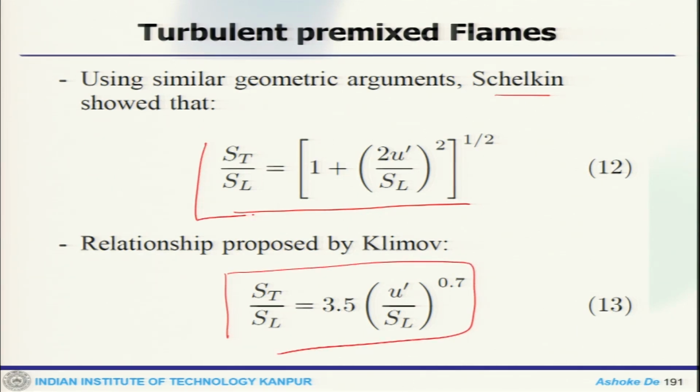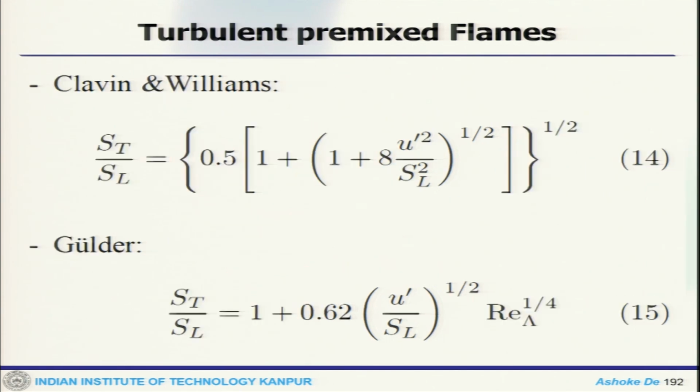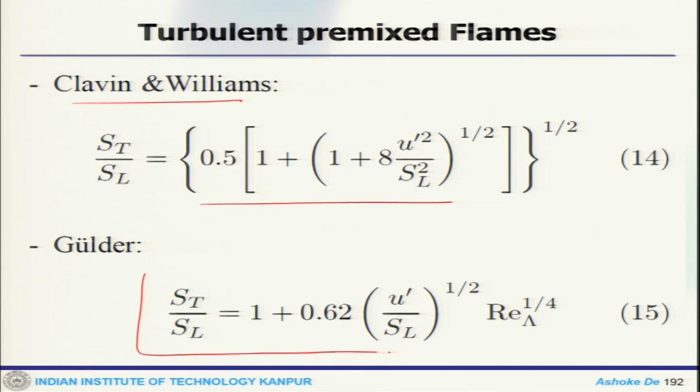So, if you use a different ratio of ST by SL, the impact on the flame front would also be different. So, these are the propositions that were made. Then later on Clavin and Williams proposed that no, ST by SL would be of a different order. So, it is slightly more complicated, and Gulder proposed that this would be of this order.